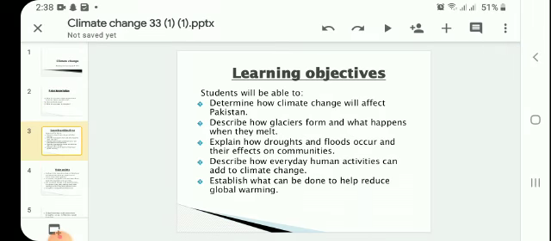Students, these are the learning objectives of today's lesson. At the end of the lesson, you will be able to determine how climate change will affect Pakistan. Describe how glaciers form and what happens when they melt. Explain how droughts and floods occur and their effects on communities. You should be able to describe how everyday human activities can add to climate change. Establish what can be done to help reduce global warming.